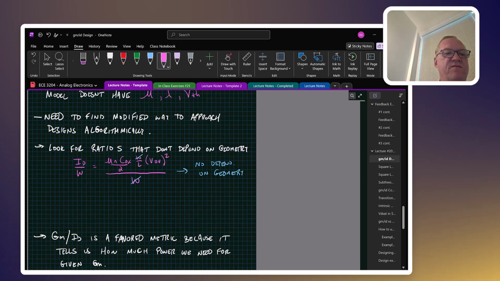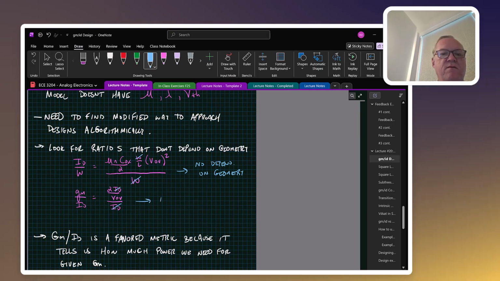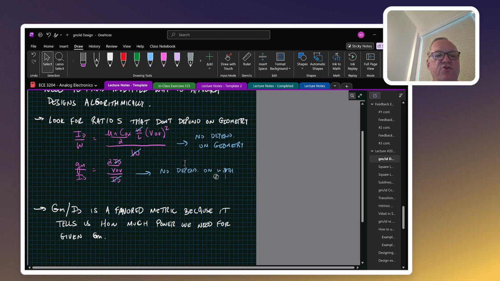I could find another one. So for instance, here is our classic gm over ID. So gm over ID is equal to 2ID over VOV, and I divide this by ID. This also ends up having no dependence on width. So again, I'm getting rid of the geometric challenge.